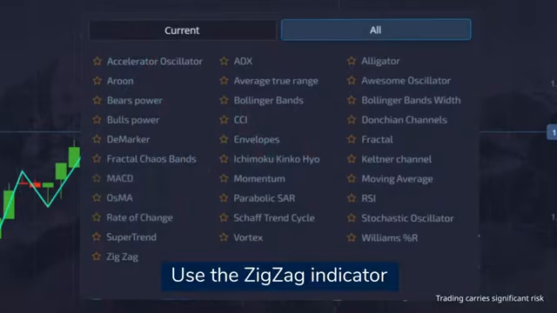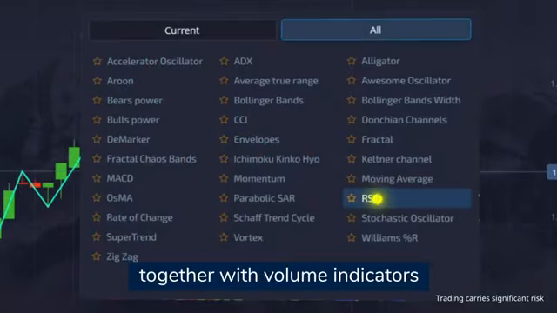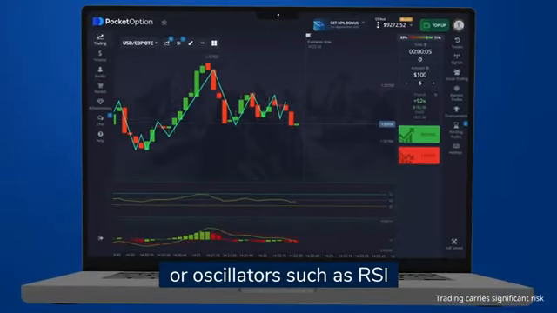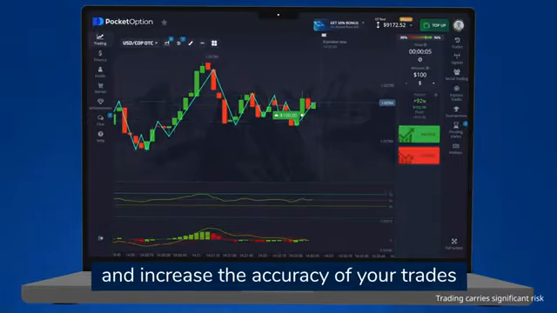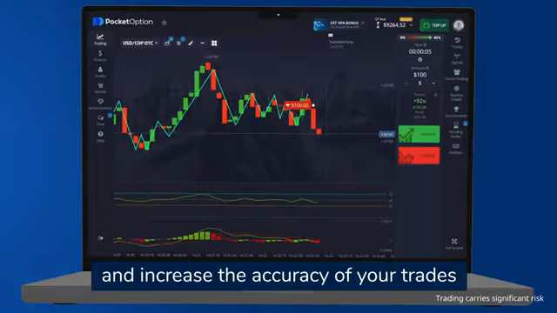Use the zigzag indicator together with volume indicators or oscillators such as RSI or MACD to confirm signals and increase the accuracy of your trades.